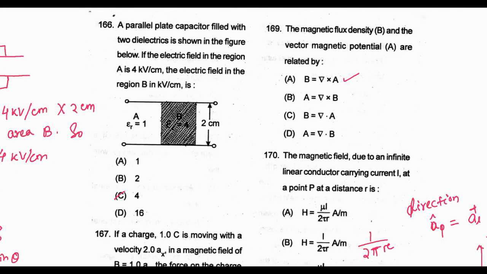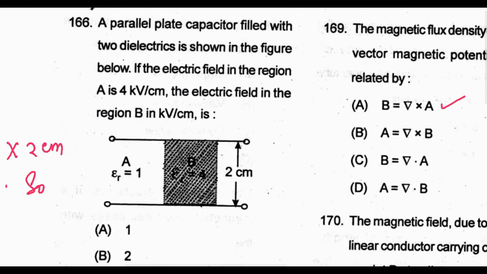Next question, question number 166. A parallel plate capacitor filled with two dielectrics is shown in the figure below. If the electric field in the region A is 4 kV per centimeter, the electric field in the region B in kV per centimeter will be. So in this region, the field is 4 kV per centimeter. Then what will be the field in this region?